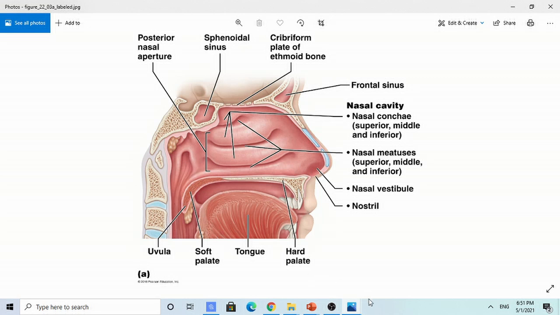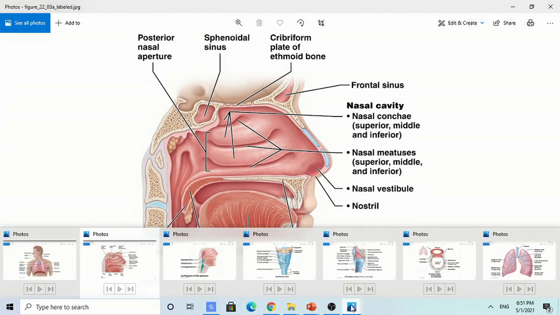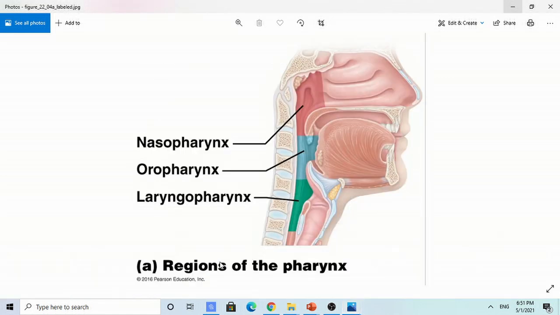So if we take a picture which shows the detail of the pharynx, we can see that the pharynx is divided into three parts. The nasopharynx, which is the part of the pharynx opposite to the nasal cavity, the oropharynx, which is part of the pharynx opposite to the oral cavity, and the laryngopharynx, which is opposite to the larynx. We have the larynx here.